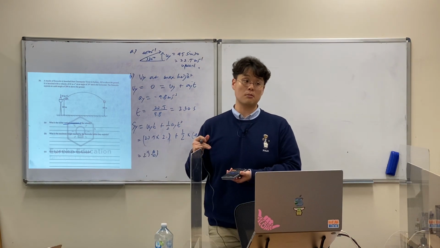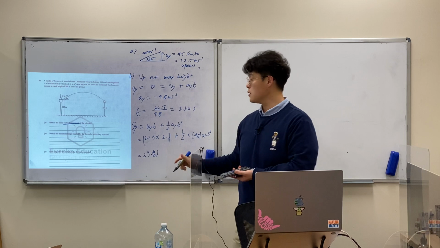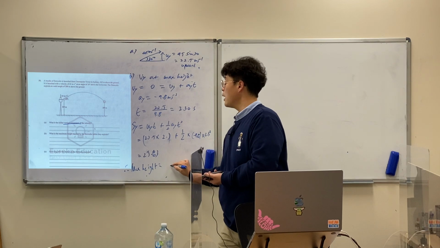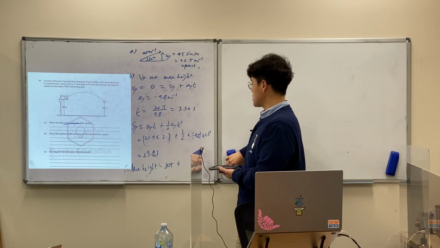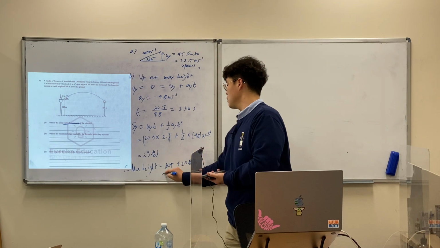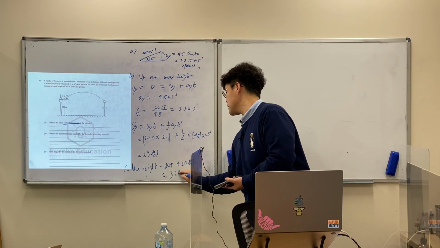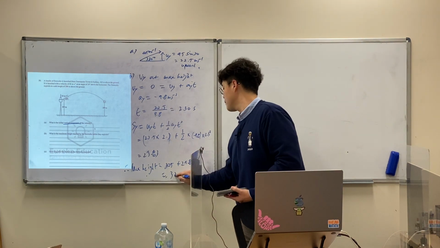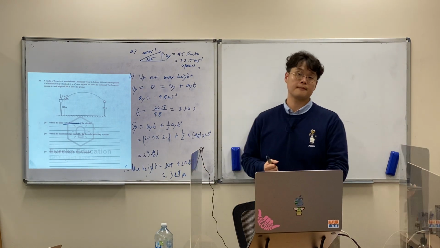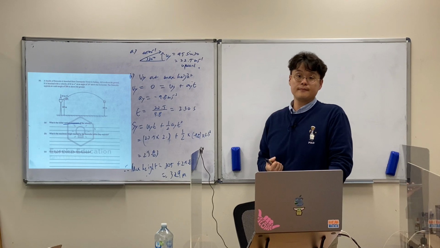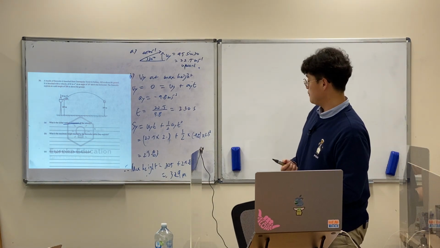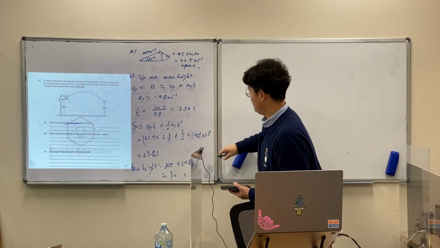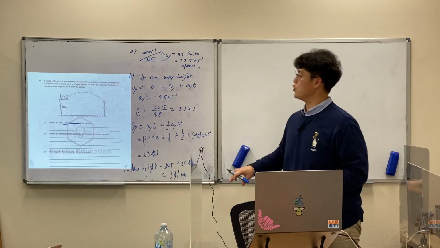No, we need to find the maximum height above the ground, not just above the tower. Therefore, the final max height is 305 plus 25.83, which is 328.8. In the given sig figs, it'll be 329 meters in 3 sig figs. Yes? Pardon? Wouldn't it be 331? Oh, it's actually 331, sorry. 331 meters. Good.